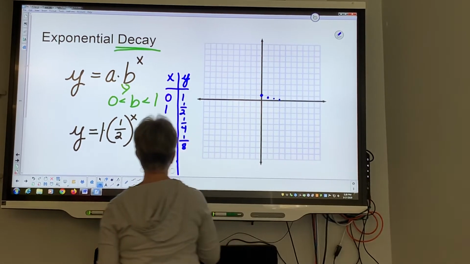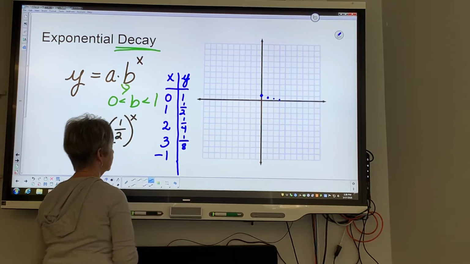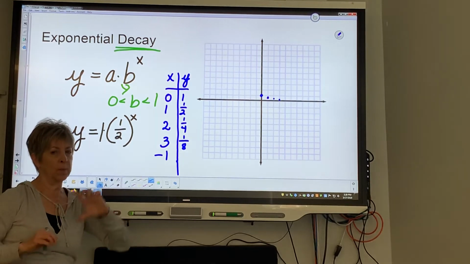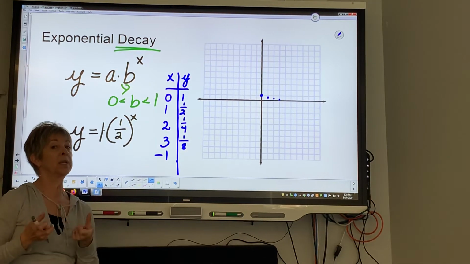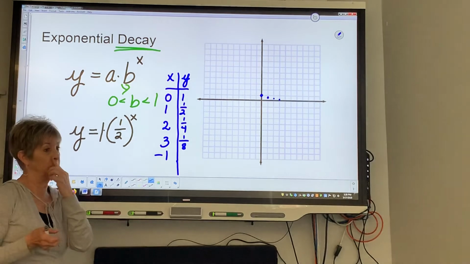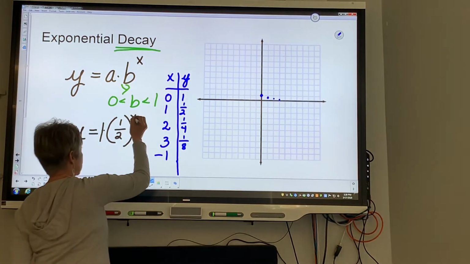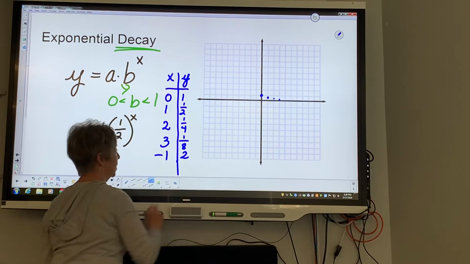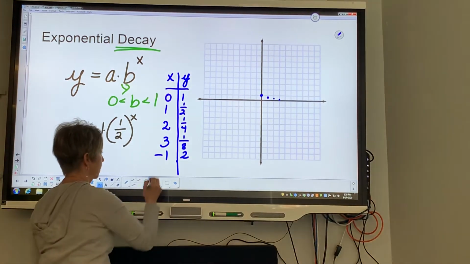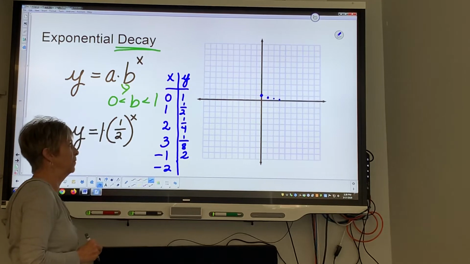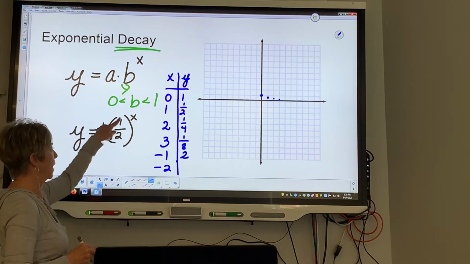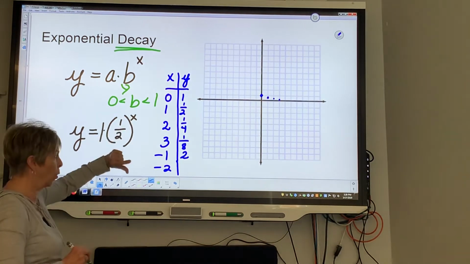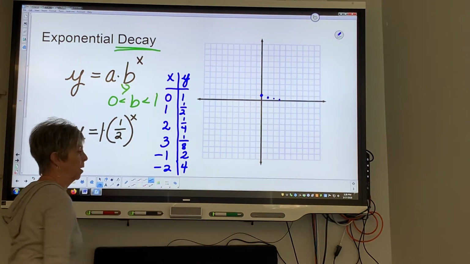So what happens if I go in the negatives here? Do you remember? What's 1/2 to the -1? Remember, a negative power simply gives us the reciprocal of what it would be if it was positive. So if this was positive 1, it would be 1/2. If it's -1, it's going to invert and become 2 over 1 or 2. If x is -2, 1/2 to the +2 would be 1/4. It's going to invert and become 4.